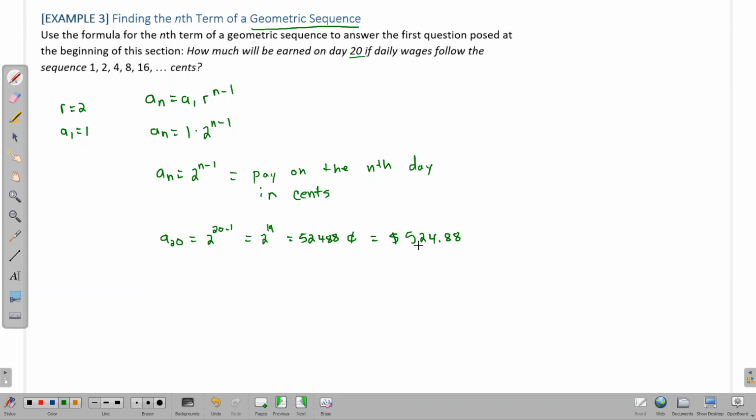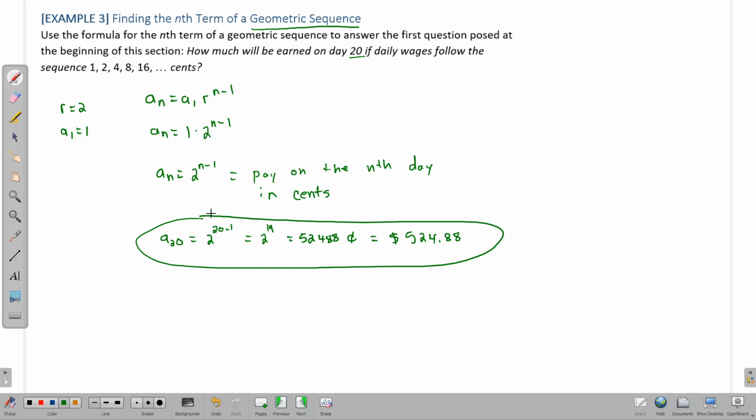Now, the next natural question, we've answered this. This is the answer for this problem. But the next natural question would be, how much would you make in total over the whole month? And we will address that problem in the next section when we do geometric series. We'll be able to come up with a formula that would immediately tell us the total pay over the whole month. Because you do want to look at that. You would want to look at the total pay and then average it out over the month. But right now, that looks pretty nice for the 20th day.